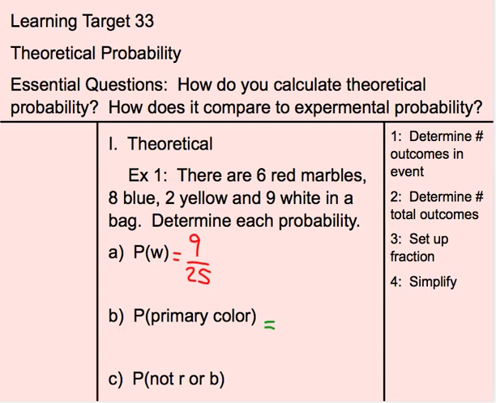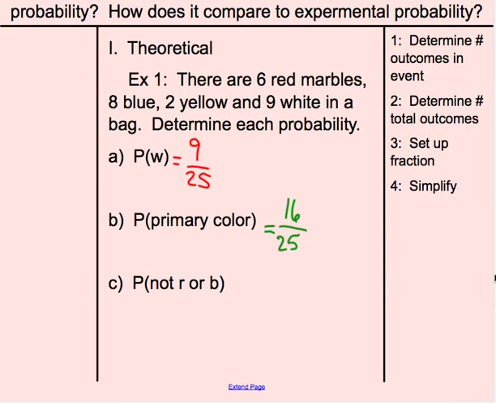All right, example B, probability that we pull out a primary color. For those that maybe aren't familiar with primary colors, those are red, yellow, and blue. So we've got 8 plus 2 is 10, plus 6 is 16. That's the number of favorable events. Those are all of the marbles that are primary colors. And again, our total number of marbles is 25. Can't simplify this probability either.